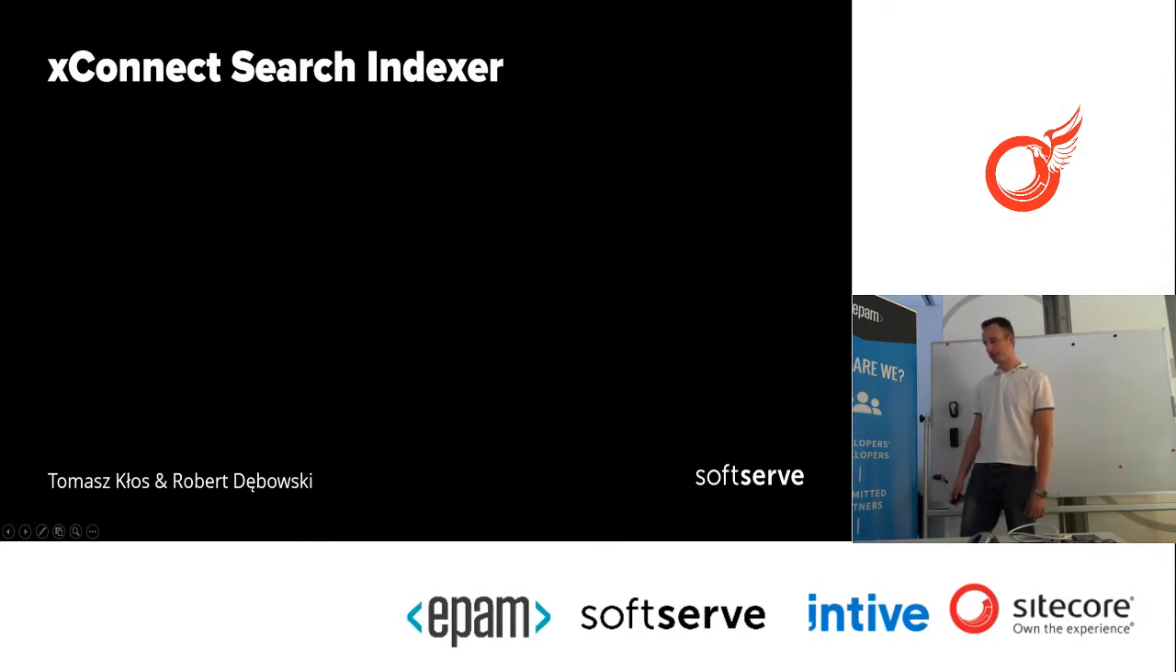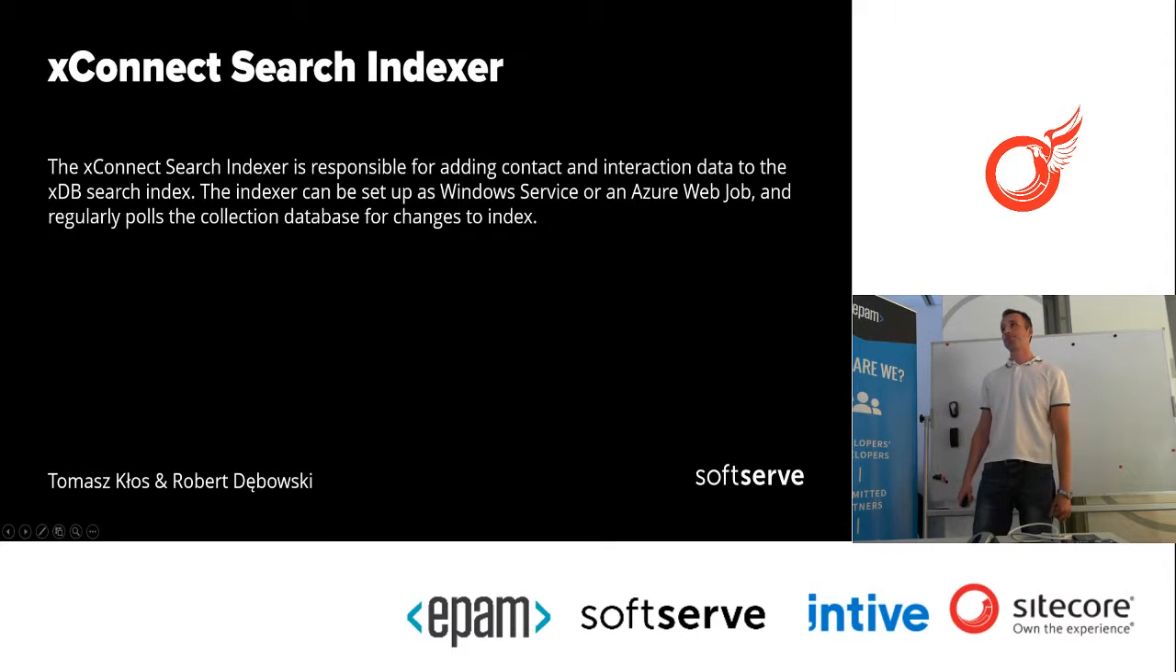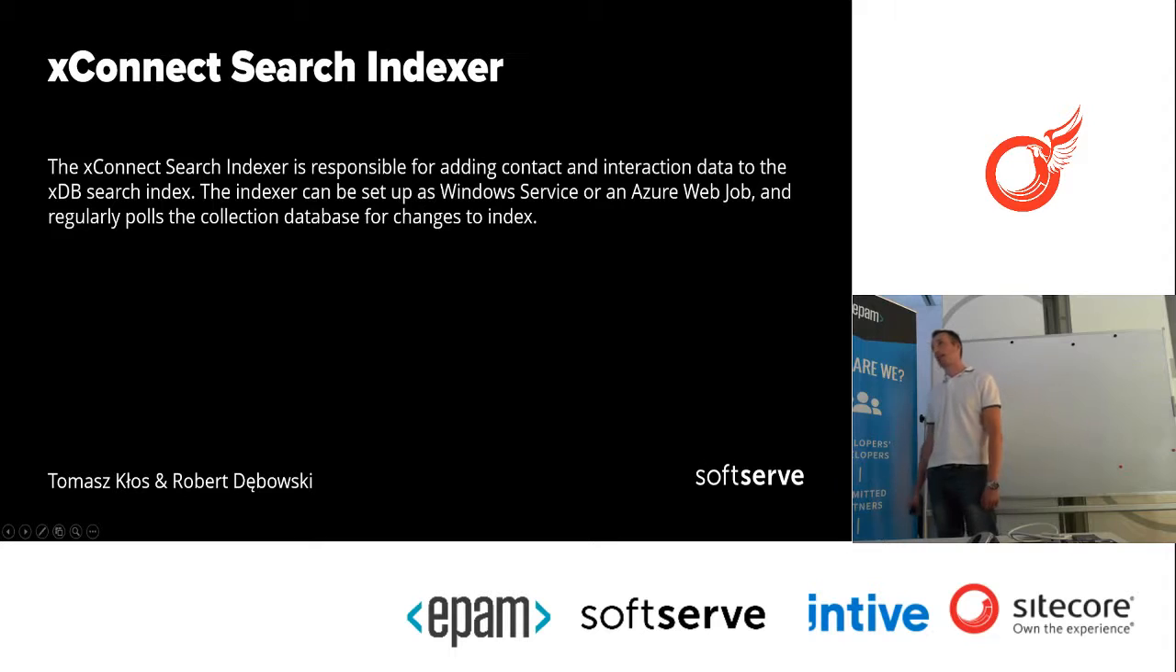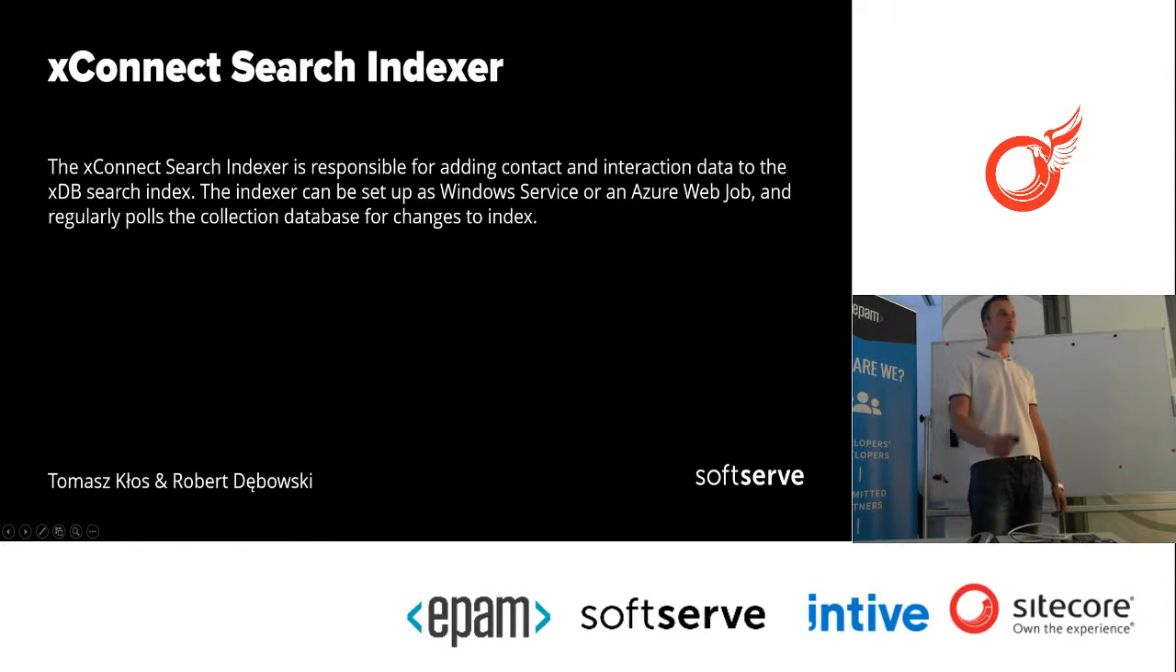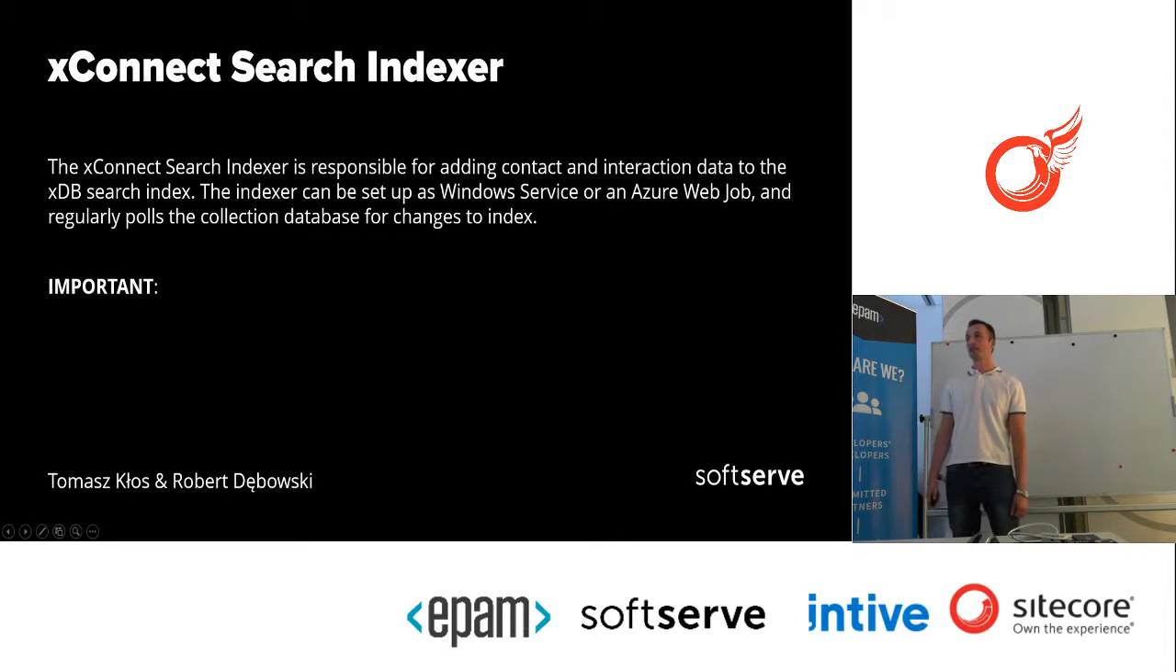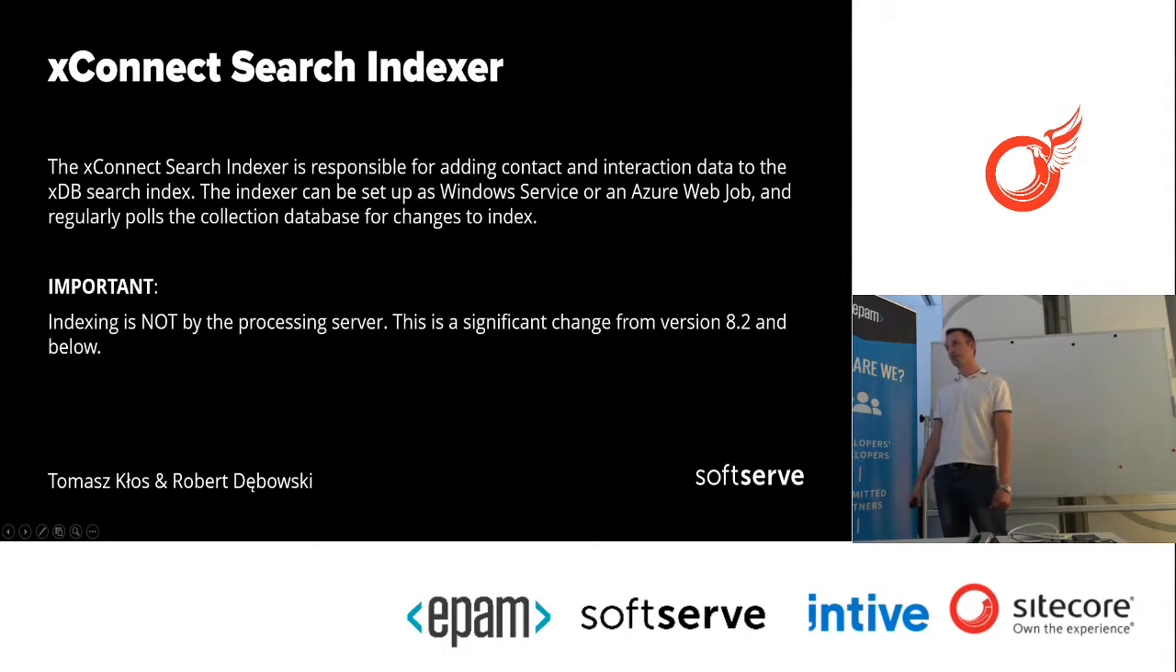eXtremeConnect search indexer is responsible for indexing the information that is changing in the XDB, and the indexer can be set up as a Windows service, and usually when you are installing it on-premise on your local machine, it will be. So you will have a new service, which we will see later. Important: indexing is not done by the processing server, and this is a significant change from version 8.2. Currently you can move it to a standalone server as well.